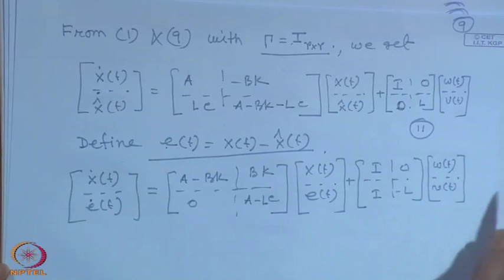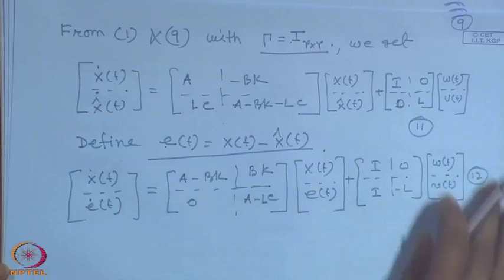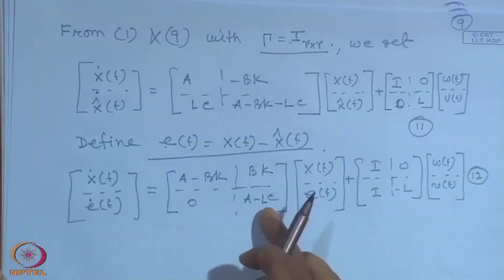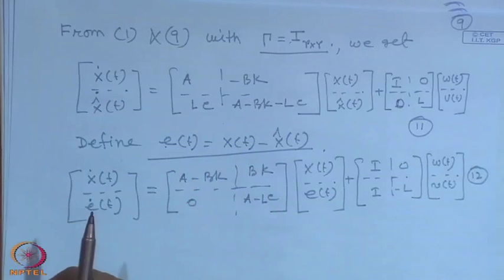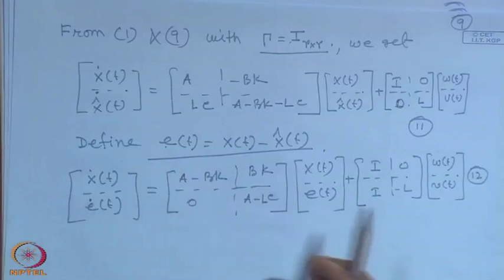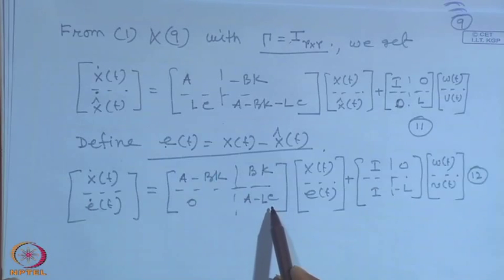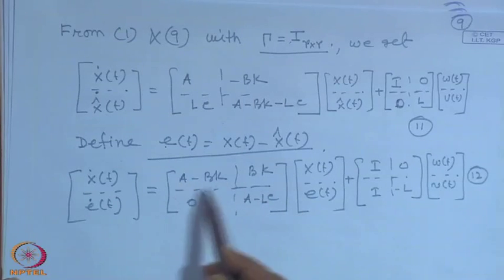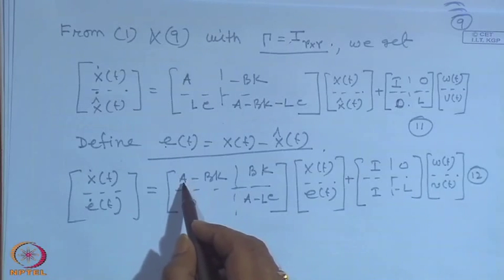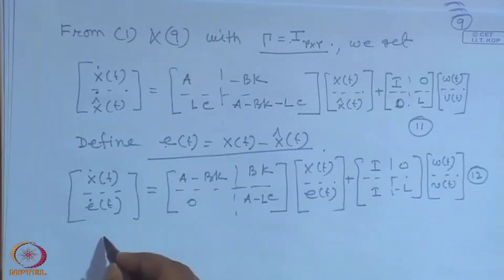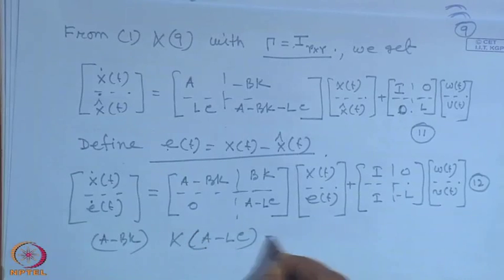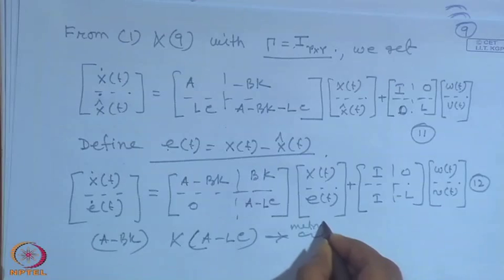The eigenvalues of this equation 12 are the same as the eigenvalues of A minus BK and the eigenvalues of A minus LC. The eigenvalues of A minus BK are the controller eigenvalues, and the eigenvalues of A minus LC are the Kalman filter eigenvalues. So they are decoupled. When we are designing the controller, we do not need any information of the Kalman filter gain, and when we are designing the filter, we do not need any information of the controller design. Both matrices, A minus BK and A minus LC, are stable.